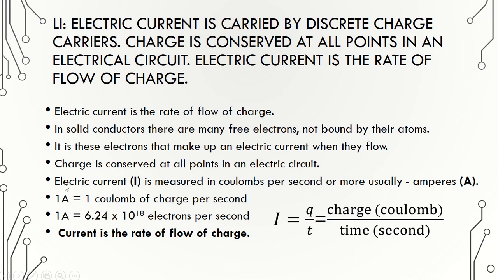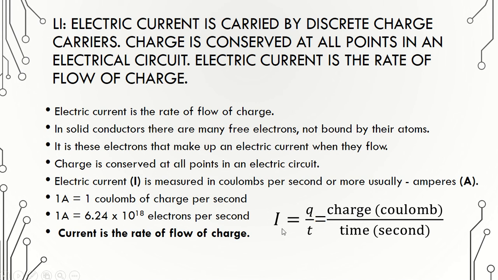Now, as I've mentioned, current is the rate of flow of charge. So it is the amount of charge per unit of time. If we have some point in a circuit, and 5 coulombs of charge pass that point, and it takes 5 seconds for those 5 coulombs of charge to pass, then 5 coulombs divided by 5 seconds means that 1 coulomb is going to pass that point every second.